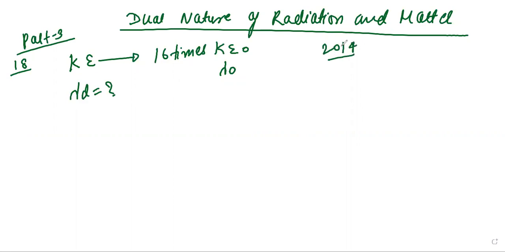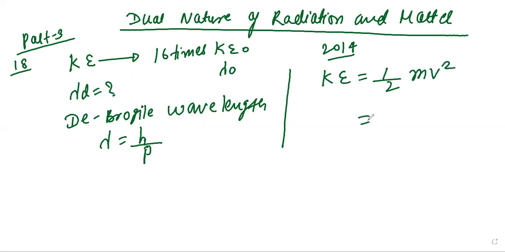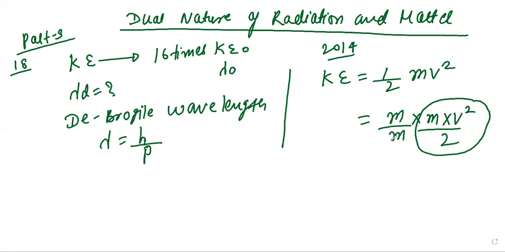So how will you calculate? By using the formula of de Broglie wavelength. The de Broglie wavelength is given by lambda equal to h upon p. When we write it in kinetic energy form, as we know, the kinetic energy formula is 1 upon 2 mv square. To write it in the form of p, I multiply numerator and denominator by m. Then it will become m into v square upon 2, so this is the initial kinetic energy. Here I have multiplied by m and divided by m, so the numerator will become m square v square, and the denominator will be 2m.